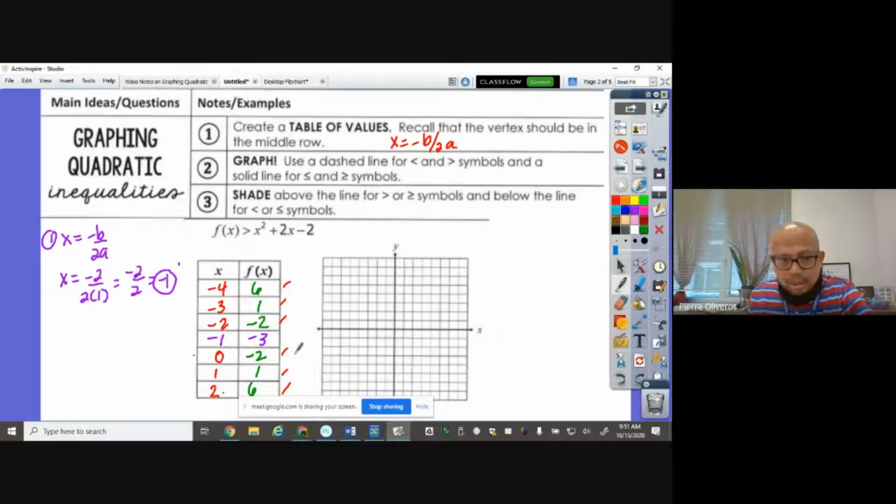Plot the points. The vertex first, negative 1, negative 3, right here. Then 0, negative 2, 0, negative 2, 1, 1, and 2, 6.